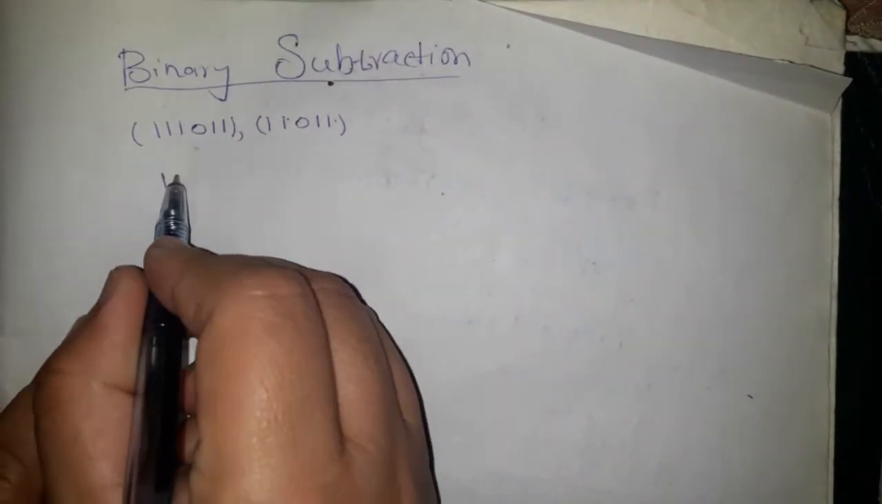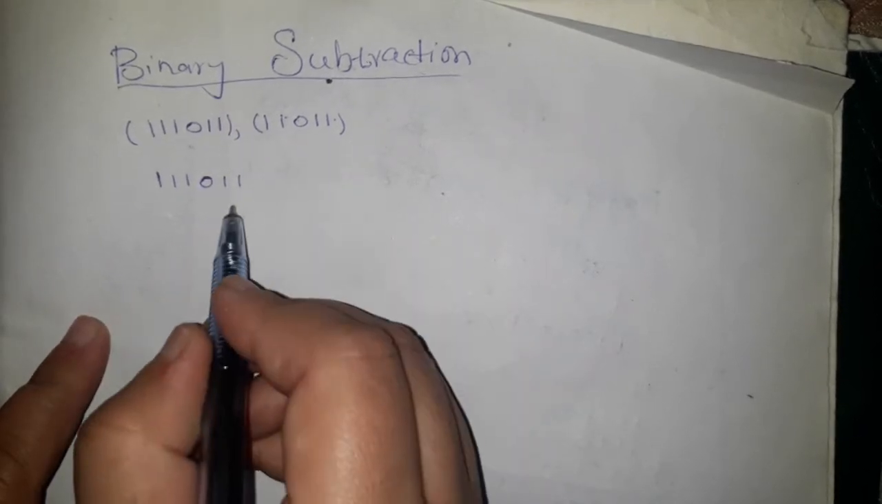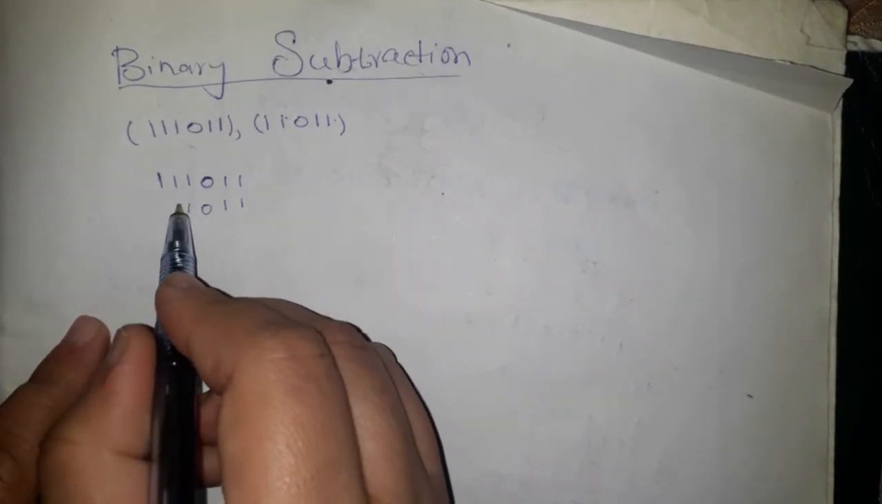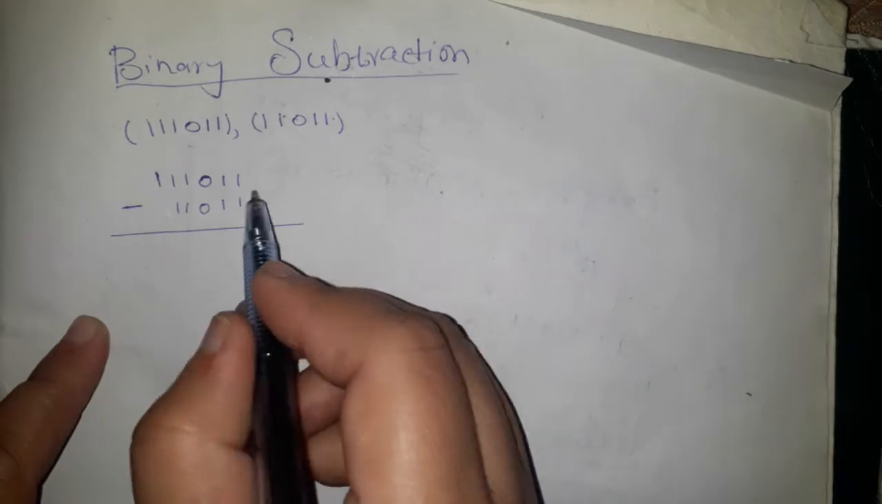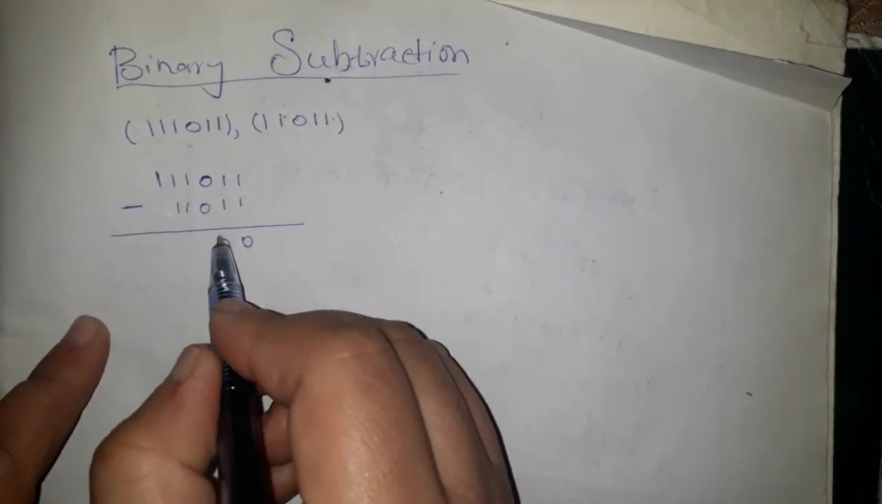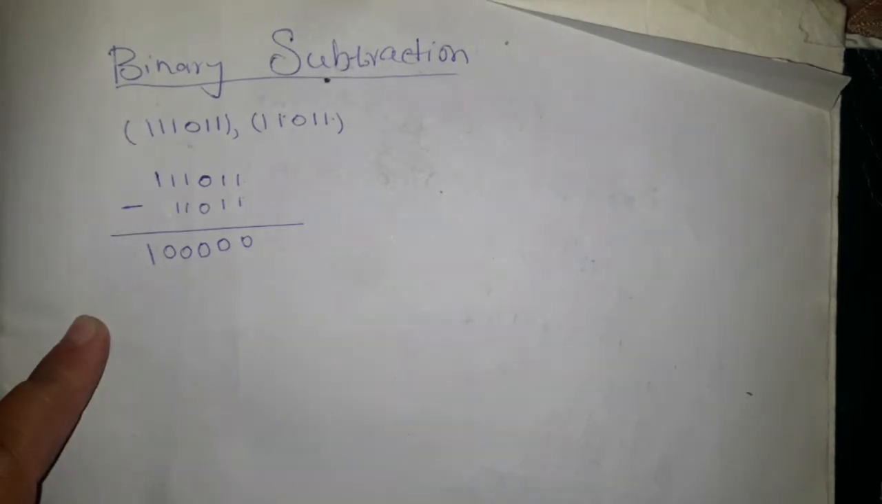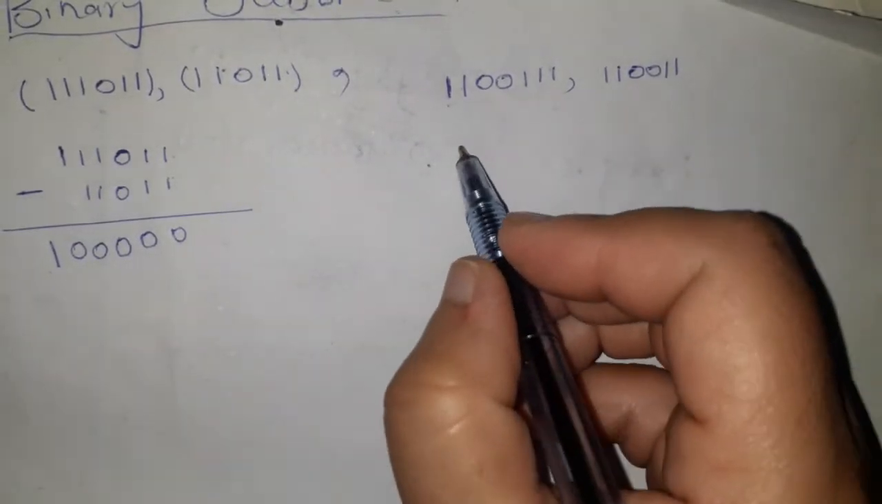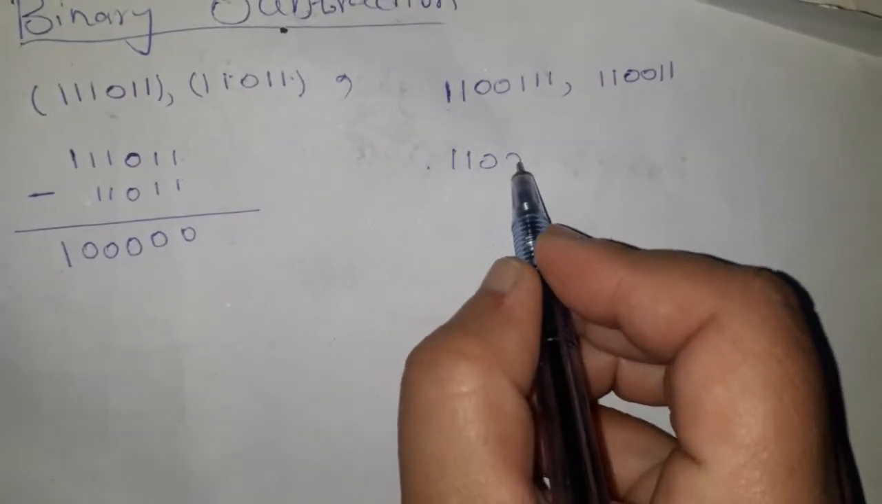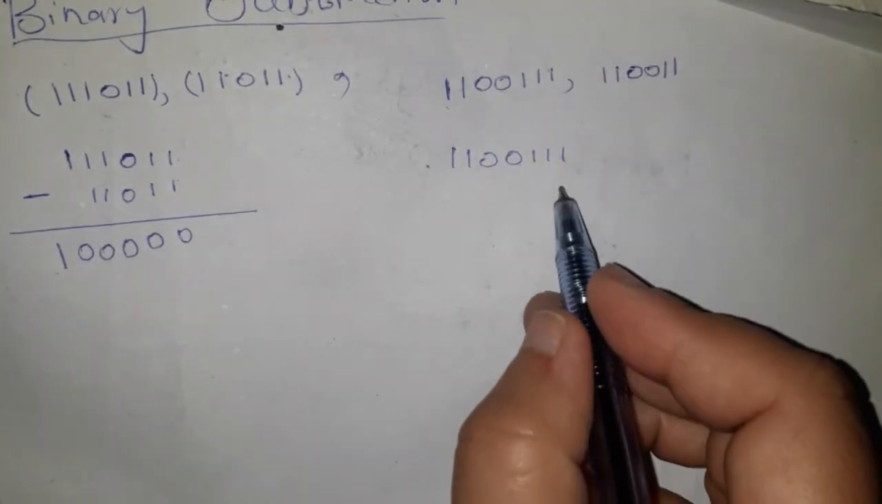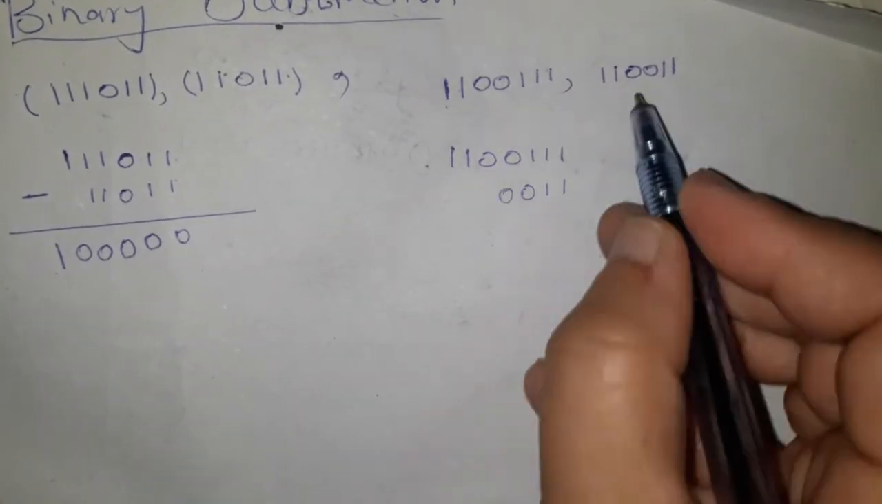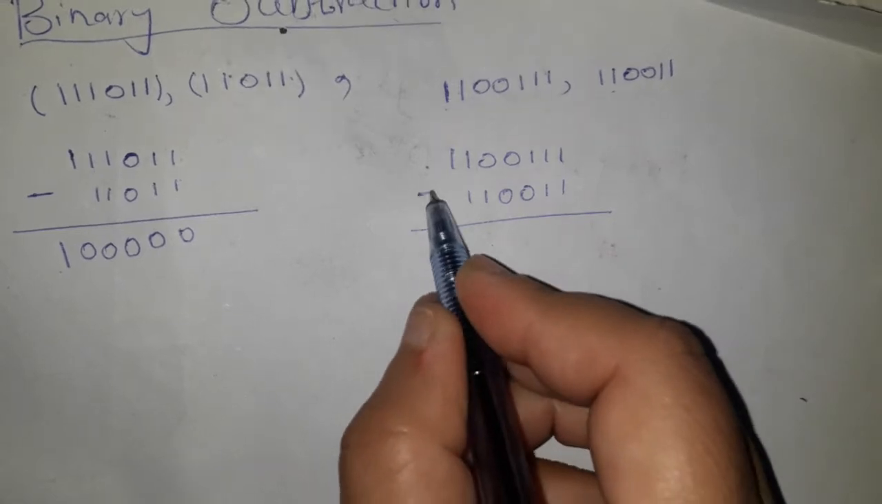The subtraction process is the same as decimal subtraction. The digits are written from right to left and each digit is subtracted from the other. If there is any digit which is less than the one being subtracted, then a borrow is needed. This is the second example. They are written from right to left.